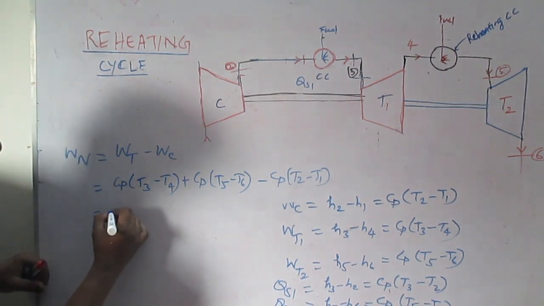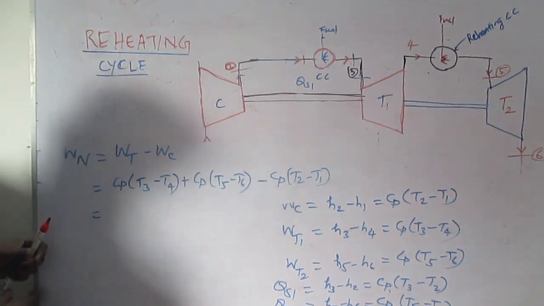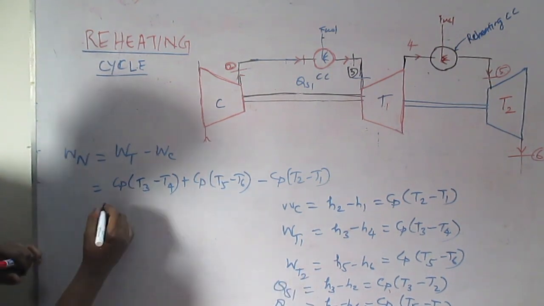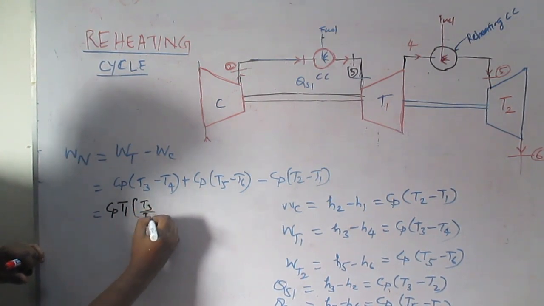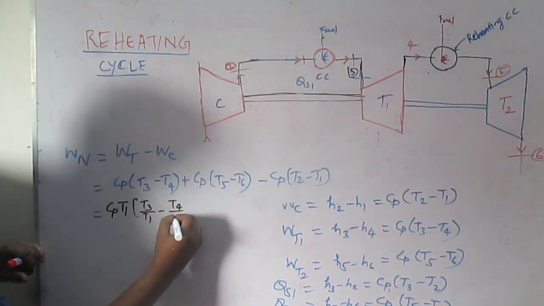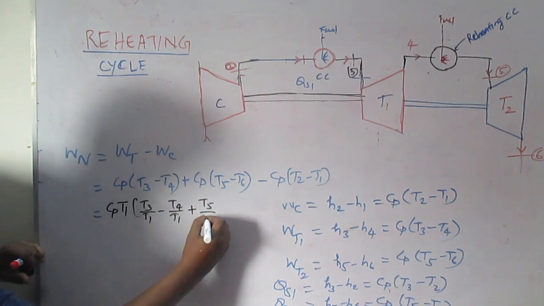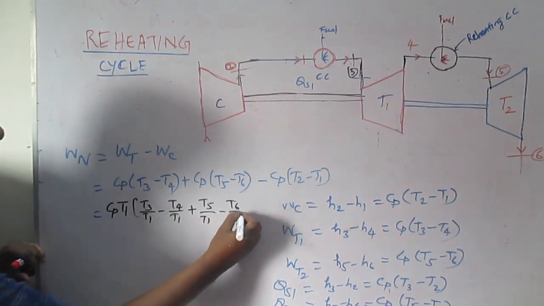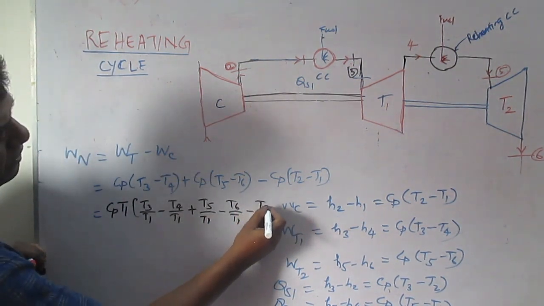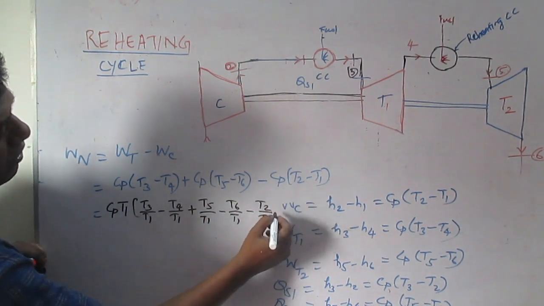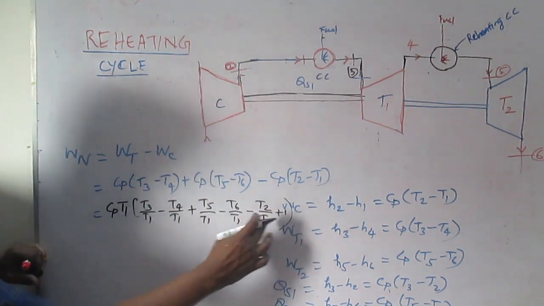What we used to do, we used to take T1 outside from this formula. If you take T1 outside, then it becomes Cp into T1 into (T3 by T1 minus T4 by T1 plus T5 by T1 minus T6 by T1 minus T2 by T1 plus 1). So this is what we have to understand.